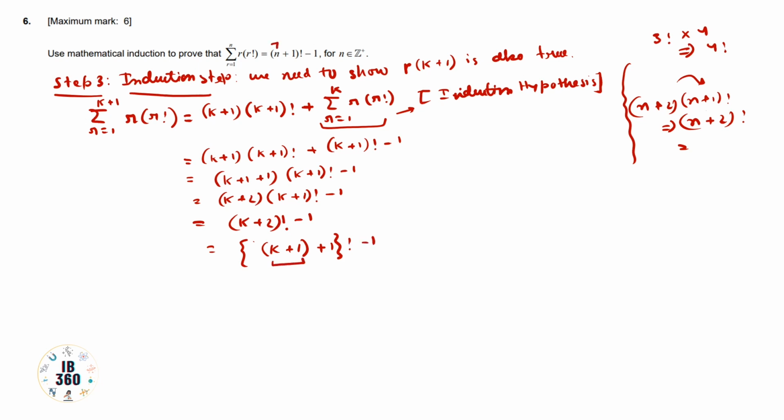Here it must be (n+1)! minus 1, and we have taken n equals k plus 1, and see the complete thing here is (k+1)! minus 1. We can assume it to be (n+1)! minus 1. So this part is done. So obviously for the (k+1)th term also this particular equation is true.